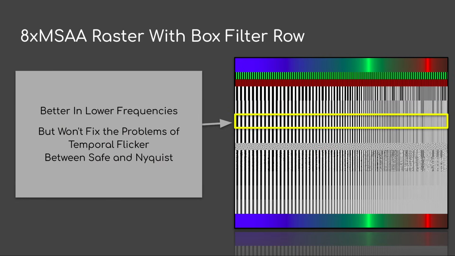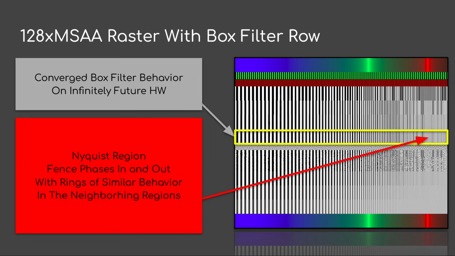We move up to 8x MSAA raster with the box filter. This is getting substantially better in the lower frequencies. However, it will not fix the problems of temporal flicker between the safe and Nyquist region. This next row represents the converged box filter behavior on infinitely future hardware that we will never get, effectively 128 sample MSAA, which doesn't exist, and then resolved with a box filter in linear. You notice the Nyquist region now phases the fence in and out very cleanly, and you get rings of similar behavior in the neighboring regions.